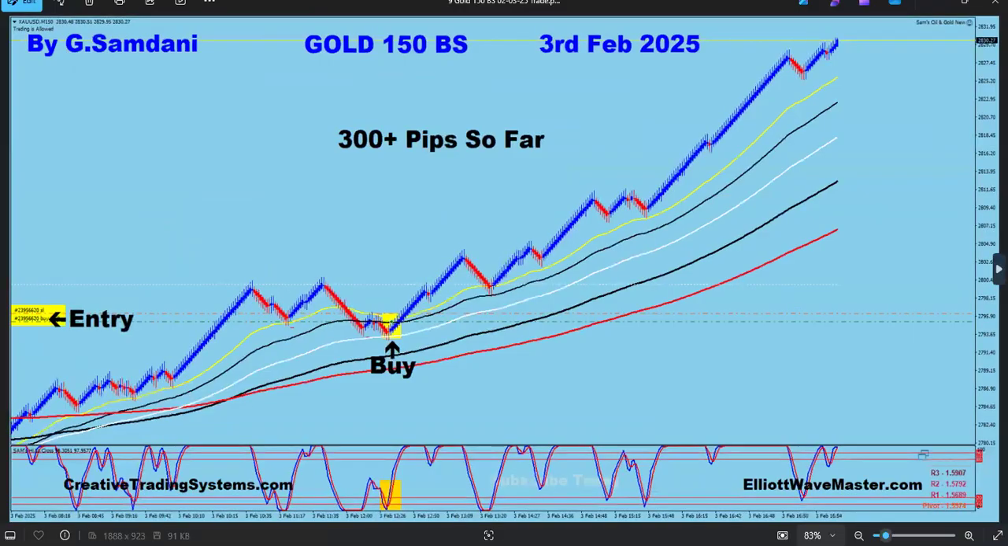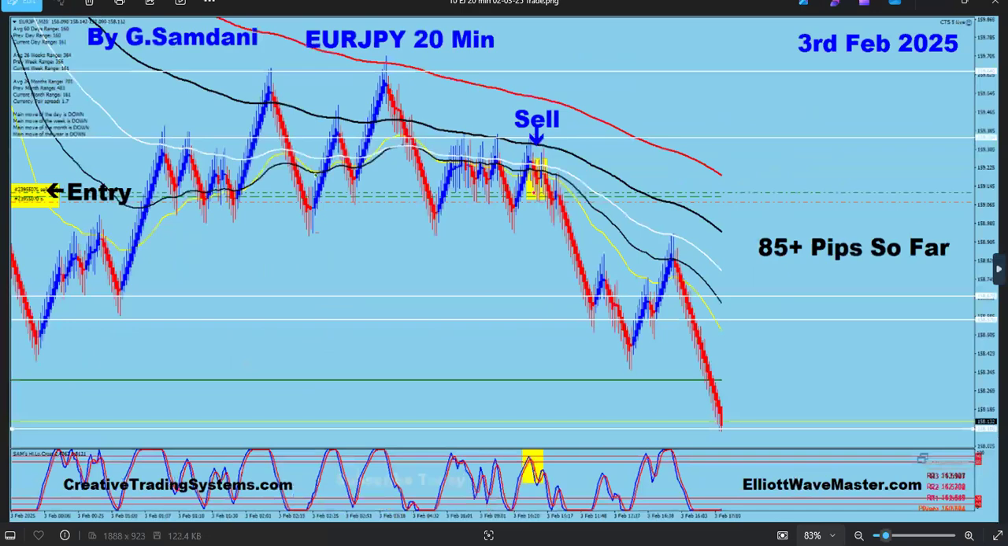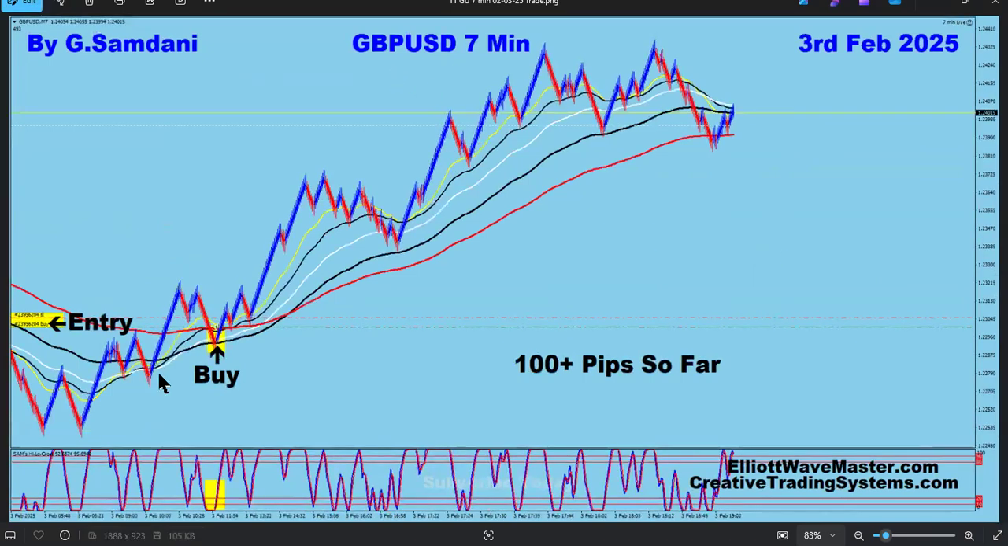Then gold keeps going up again, right? 300 pip here. On the third, Euro Yen coming down 85 pip, and then Pound USD after dropping, then starts to go up, retracing on the next day on the third, and 100 pip from there.